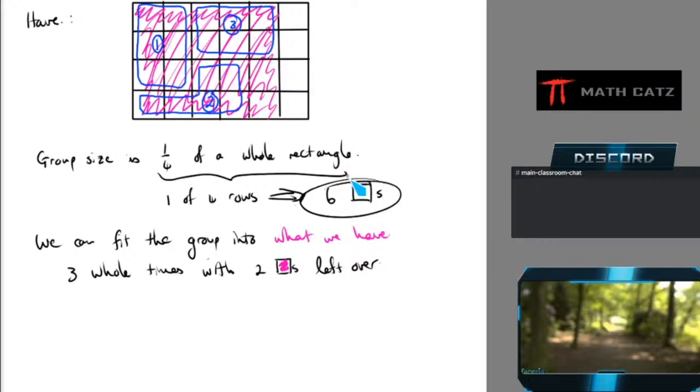Okay, so I'm fitting in my groups because that's what division tells me to do. I can do it 3 whole times and 2 little pieces are going to be left over. Now I have to write my answer back in fraction form. And this is where things are a little different than the other ones.